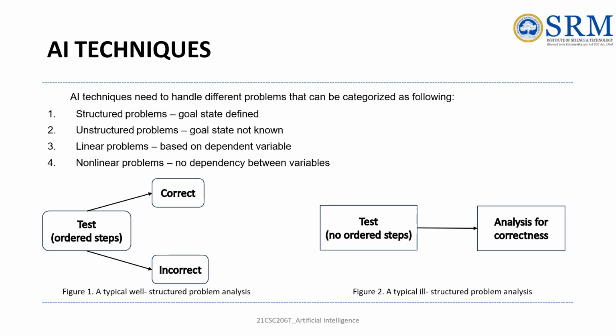And next we have categorization of AI problems. AI needs to handle different types of problems: structured problems, unstructured problems, linear problems, and non-linear problems. In a structured problem the goal state is defined, for example, pathfinding in maps. In unstructured problems the goal state is unknown, for example, diagnosing diseases. Linear problems are based on dependent variables, for example, predicting stock prices. Non-linear problems have no dependency between the variables, for example, weather forecasting.